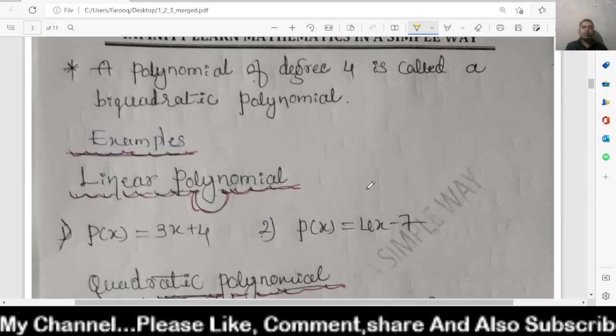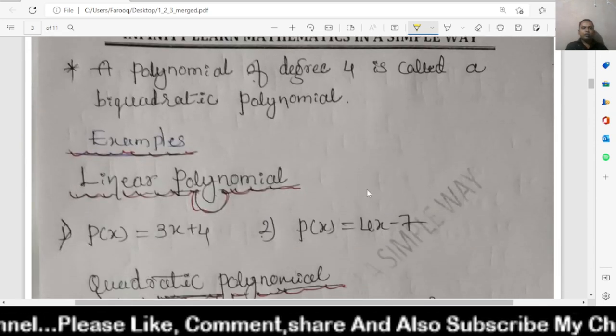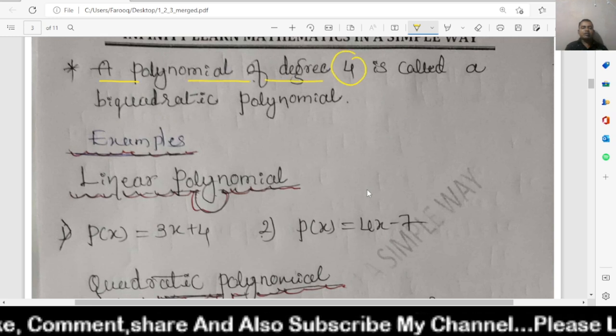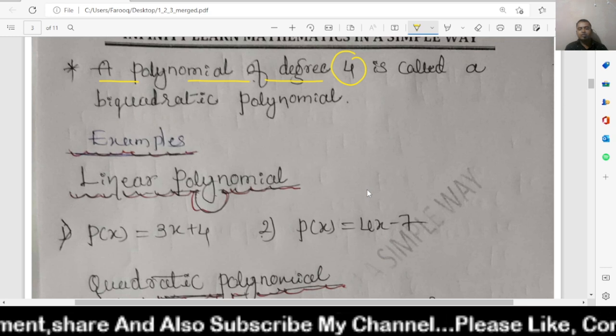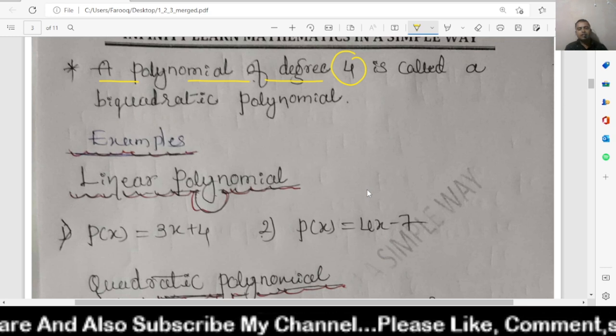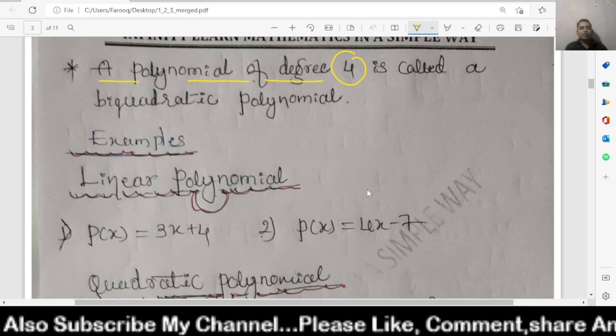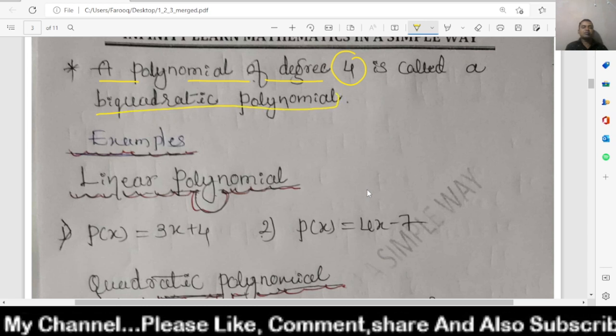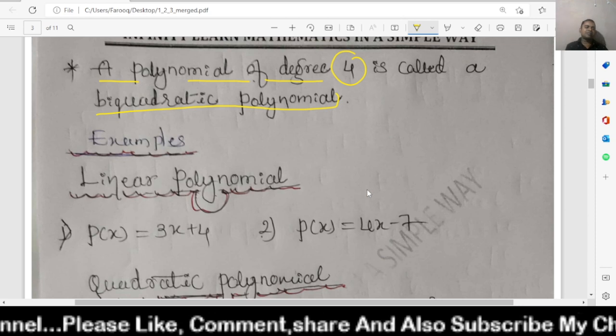Next, a polynomial of degree 4, जो polynomial की degree 4 होती है, इसे हमें क्या बोलते हैं? बाइक्वाड्रेटिक. जो polynomial की डिग्री 4 होती है उसे क्या बोलते हैं? बाइक्वाड्रेटिक polynomial. Examples of the polynomials.